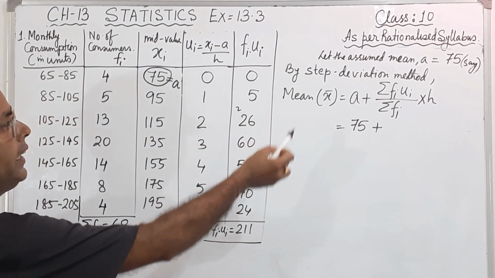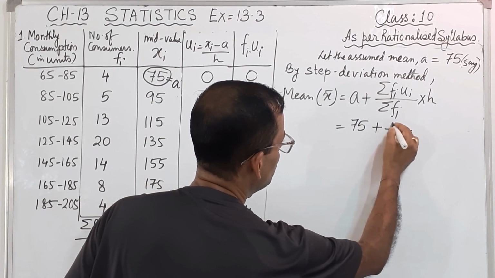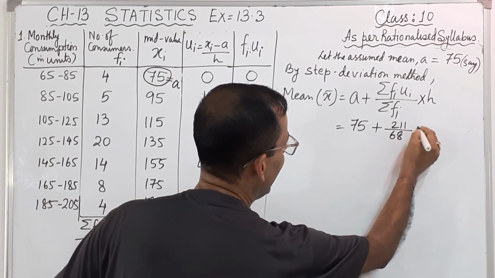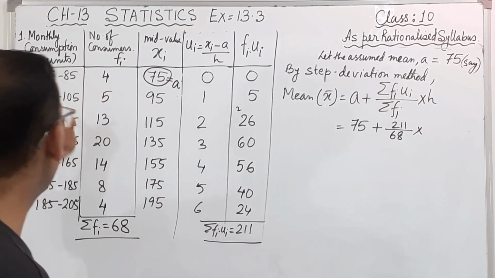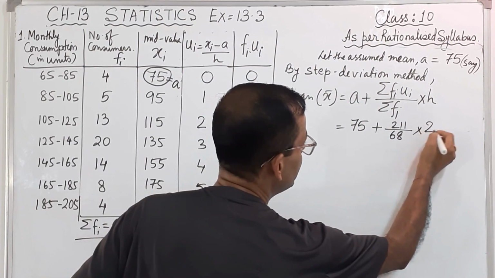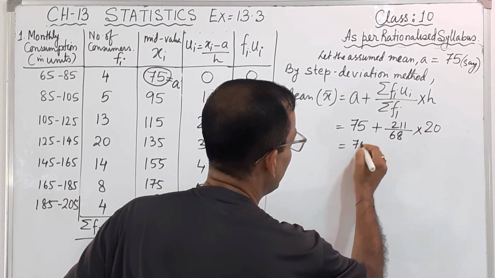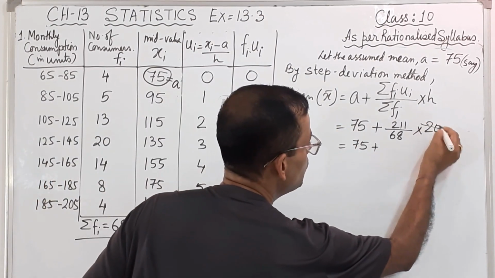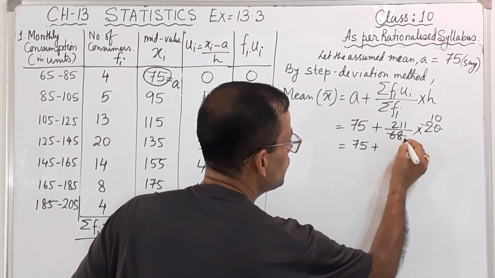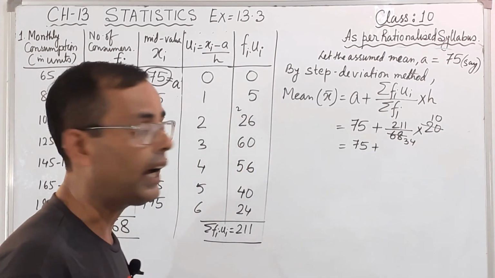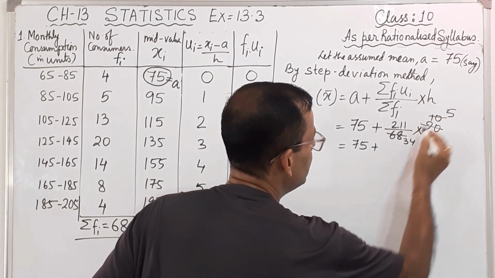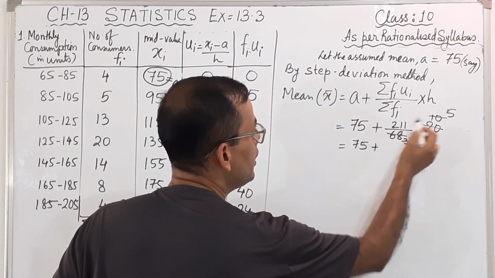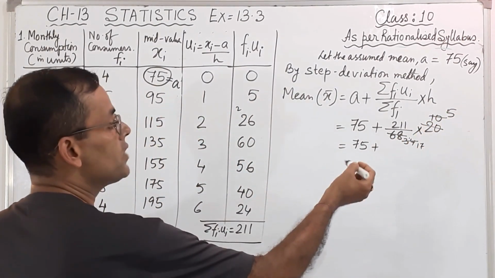Now after A, summation Fi Ui is how much? 211 divided by this is how much? 68. And H, already you have done the sum, median H was how much? 20. So we will write here 20. Now 75 plus. Now we can cancel 20 and 68. See here, 2 10s are 20. Again 2 3s are 6, 2 4s are 8. Okay. Again I can cancel: 2 5s are 10, 2 1s are 2, 1 extra. So 14, 2 7s are 14. So what you get? 211 into 5 and downside is 17.